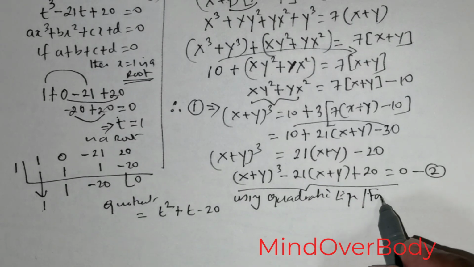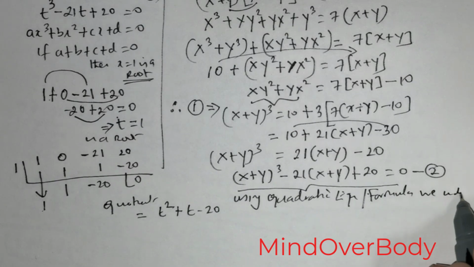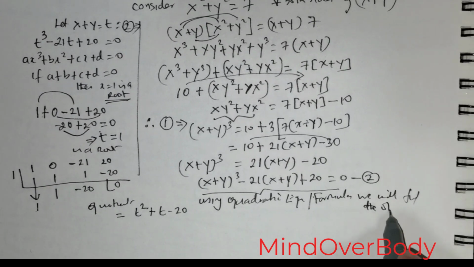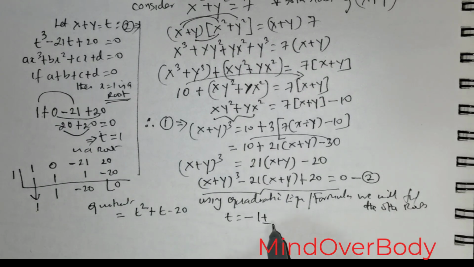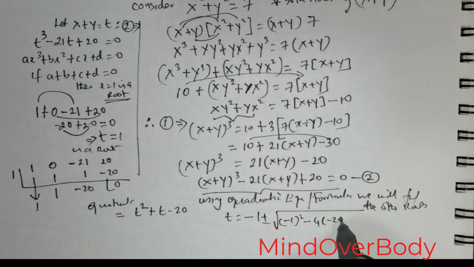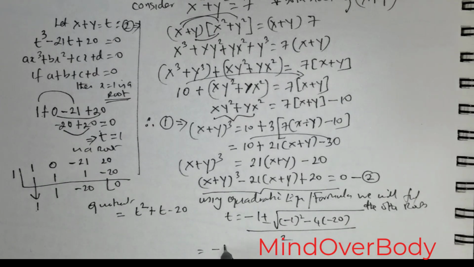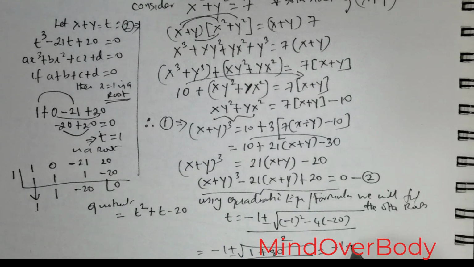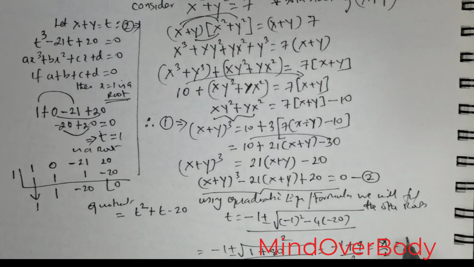In fact, the quadratic formula, right? We will find the other roots, so let us do that. This is going to be t equals negative 1 plus or minus the square root of negative 1 raised to the power 2, minus 4 times negative 20, divided by 2. So this is negative 1 plus or minus root of 1 squared, which is 1, and negative times negative is positive, 4 times 20 is 80. So 1 added with 80 gives me 81, and the square root of 81 is plus or minus 9. Starting with positive 9, divided by 2, this is 8 divided by 2, which is equal to 4.